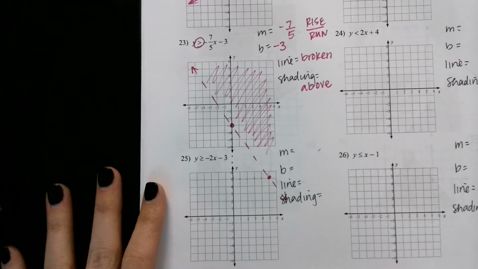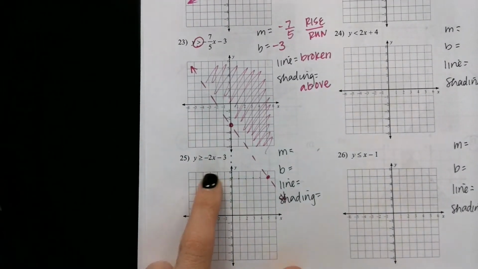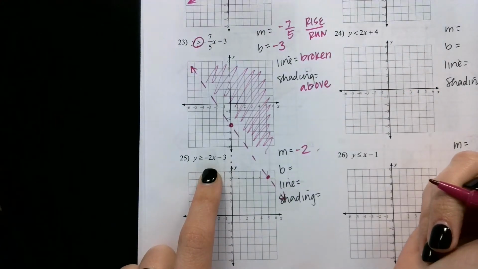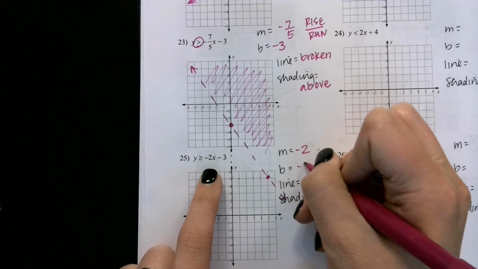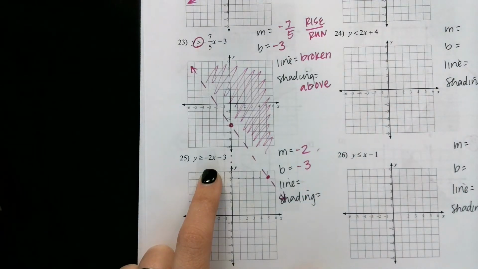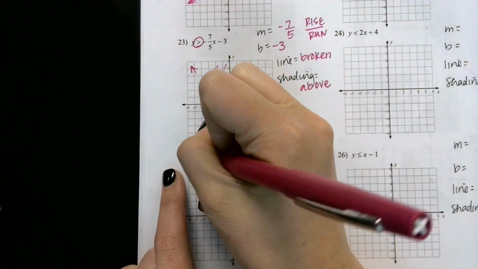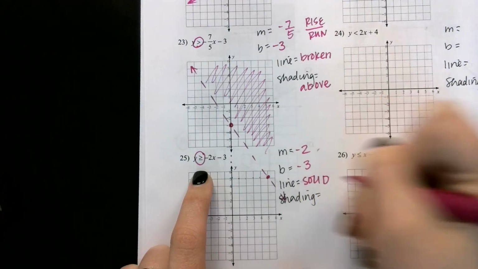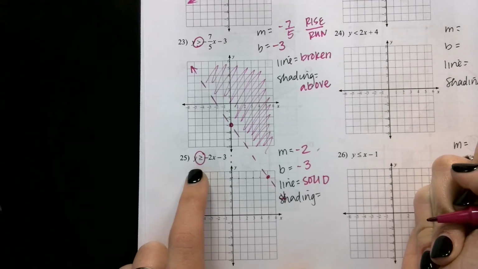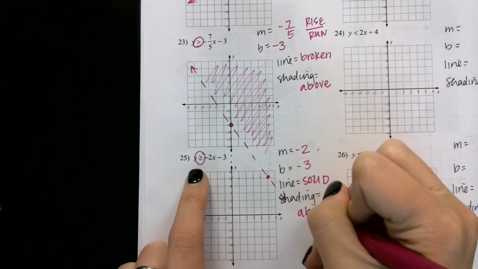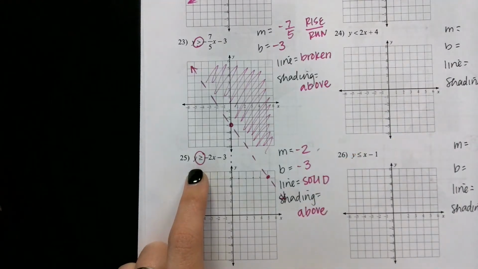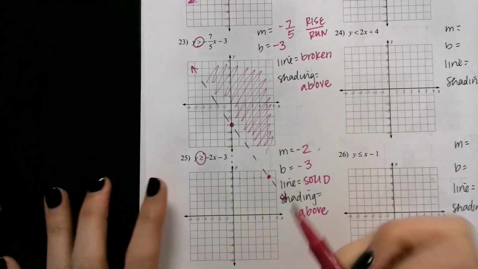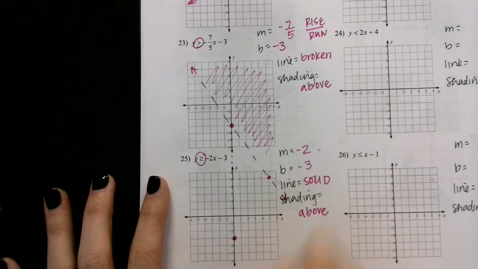And last one I'm going to do with y'all. Number 25. My m is my coefficient in front of my x. So my m is -2. My b is my constant, -3. The line, because of the equal to sign, is going to be solid. And this one's also greater than, which means the shading will be above. So we always start with the y-intercept. We'll go down to -3.